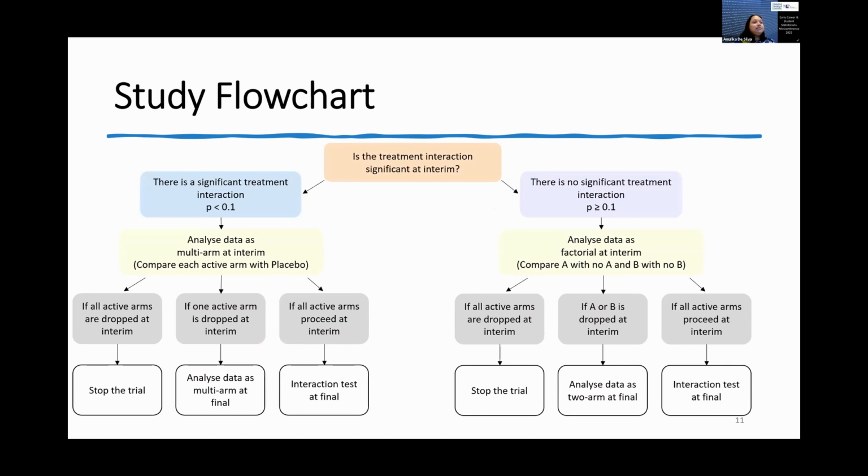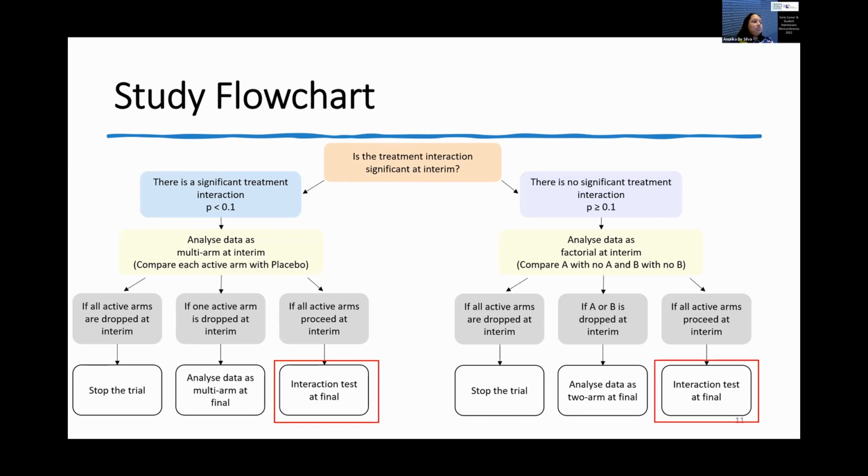This slide nicely summarizes what we observe at interim and, based on the decisions that we make, what happens at final. For example, if you look at the right-hand side panel, we can see that if there is no significant treatment interaction, then we will analyze data as factorial at interim. In that case, if all active arms are dropped at interim, then of course we'll stop the trial. If either A or B is dropped at interim, that means we'll analyze data as 2-arm at final. If we proceed with all active arms at interim, then we will conduct an interaction test at final.